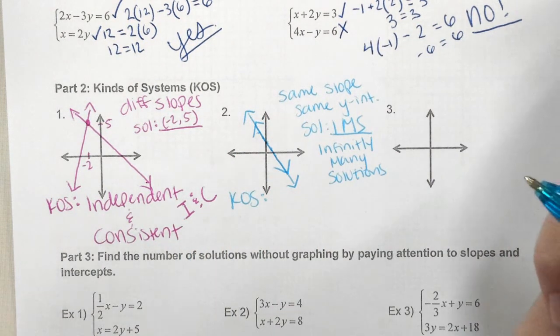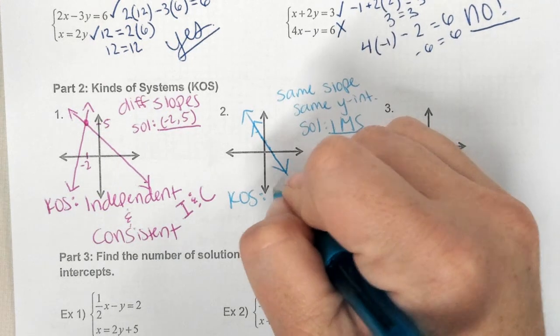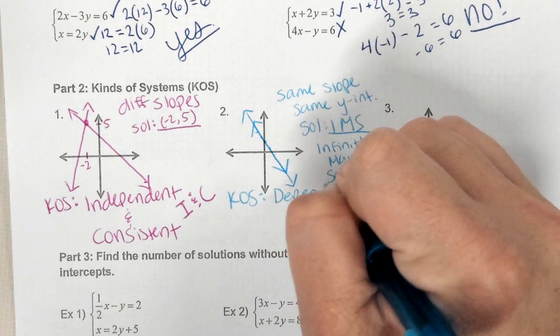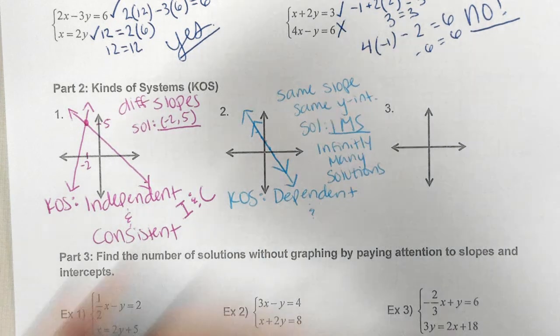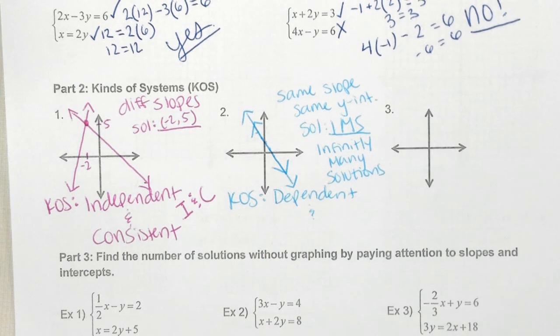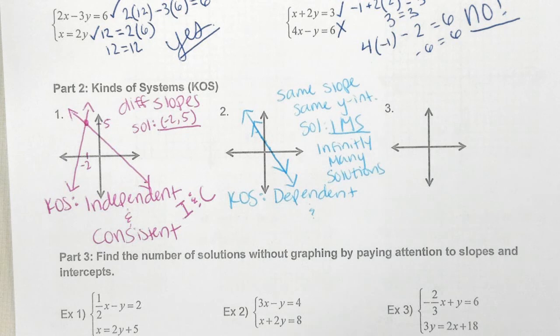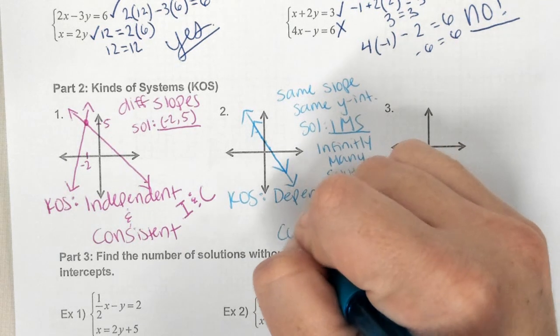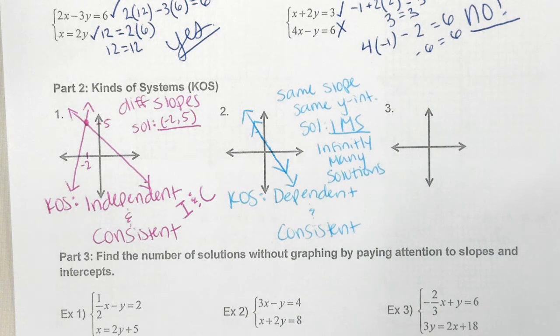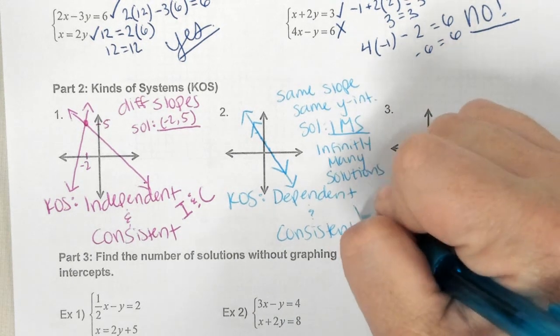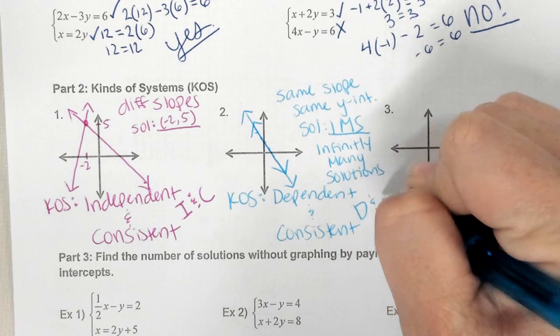Okay, so my kind of system, well, this is dependent, because the two lines are exactly the same, right? They're the same thing. So it's dependent, but it's still consistent because it still has a solution. It has infinitely many solutions, but it has solutions. So we can shorten this to D and C.